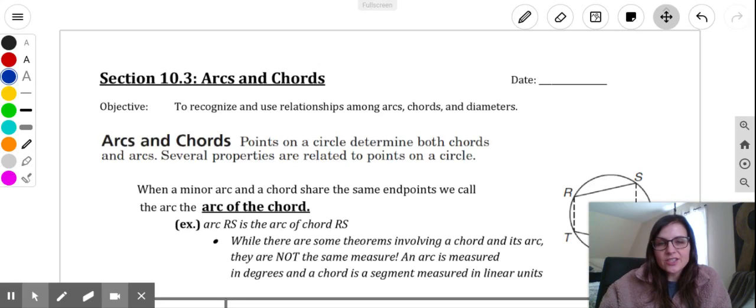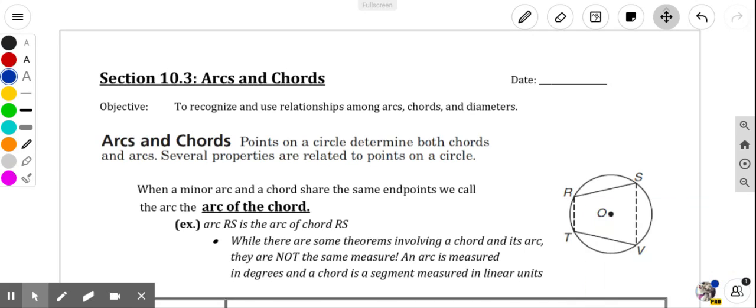Okay, so this next section is about arcs and chords. Remember, a chord is a segment whose endpoints, both endpoints, are on the circle. And so arcs and chords, there's some theorems that have to do with the relationship between some arcs and some chords. All right, let's go. Okay, so first, this first section, I'll just read and explain.